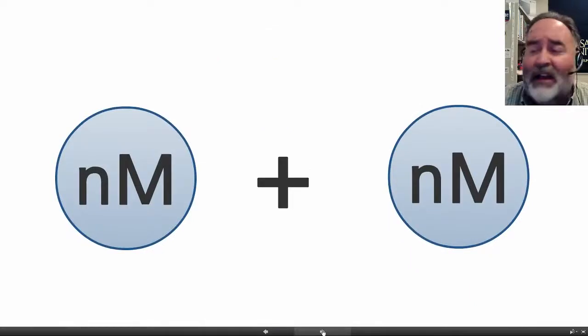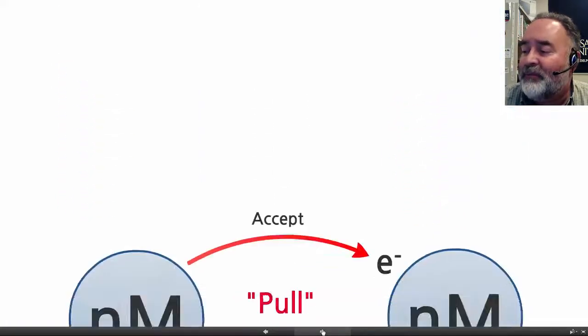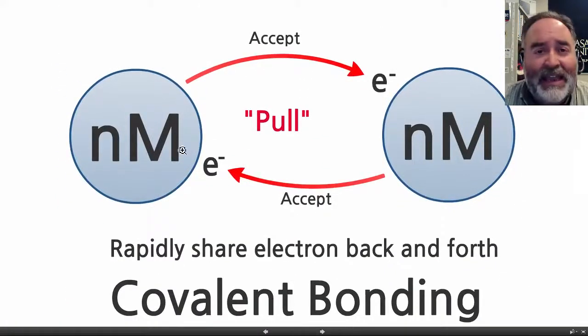Let's go to our next class. A nonmetal bonding with a nonmetal, nitrogen to nitrogen. That's an example, okay? Same or similar interaction. An electron goes from one nonmetal to the other, but if you remember, nonmetals accept. So what happens is this nonmetal sort of reaches out and pulls this electron away, and this nonmetal reaches out and pulls that electron away.